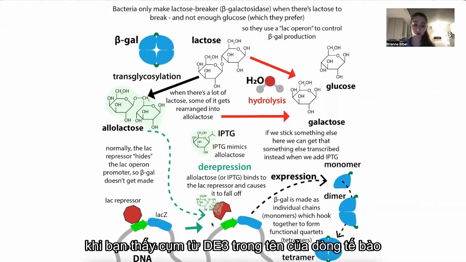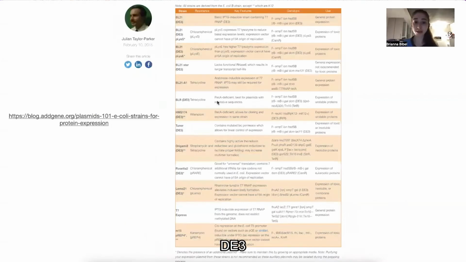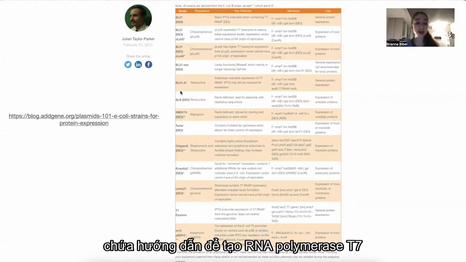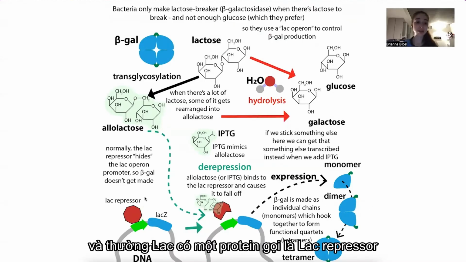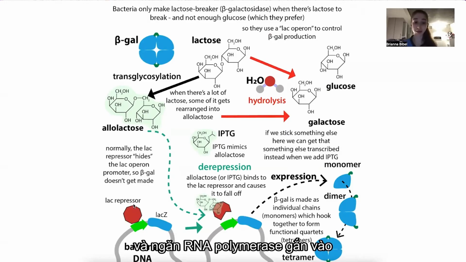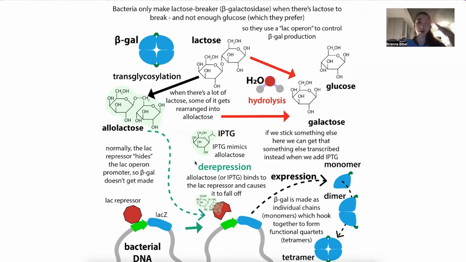When you see the words DE3 inside of the cell name, this is going to refer to this lambda DE3. This lambda DE3 is going to be this like genome element. It has the instructions for making T7, and it has T7 under the control of the lac promoter. And so typically there's this protein called the lac repressor that's going to sit on there and prevent the RNA polymerase from binding and making this lacZ gene.